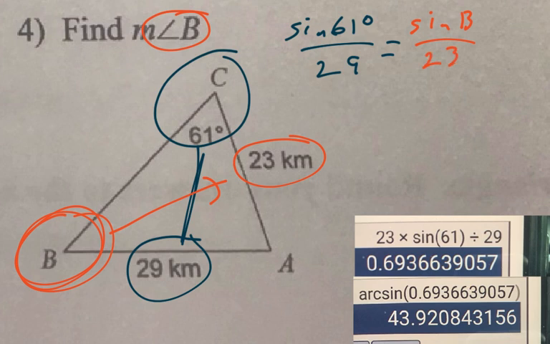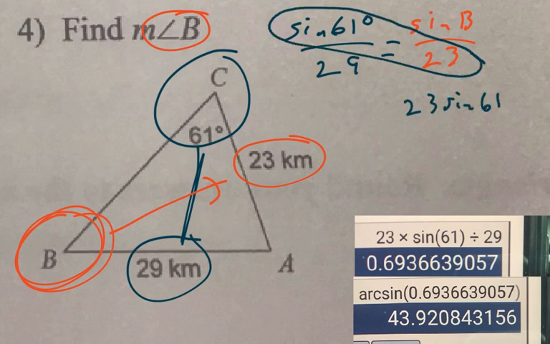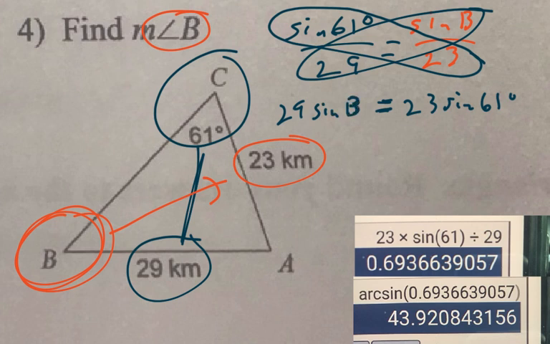Now it's time to do a little algebra here. Cross multiplying this way, I got 23 times the sine of 61 degrees. That's got to equal 29 times the sine of B. So I am now going to divide by 29 on both sides, and that will give me the sine of B.